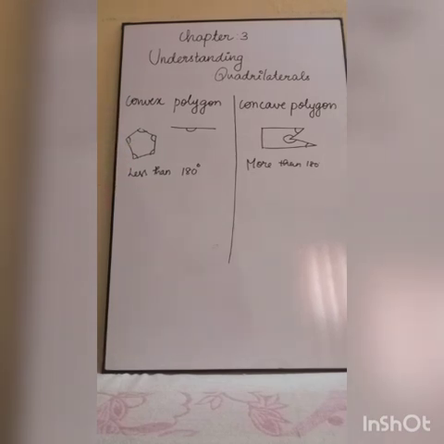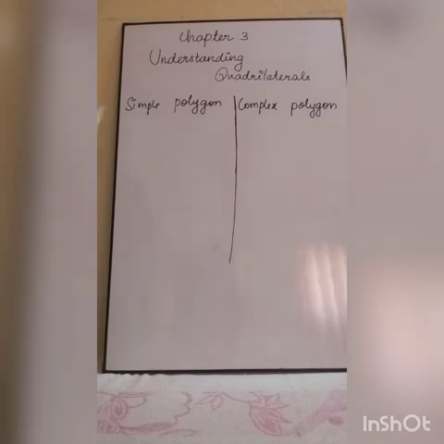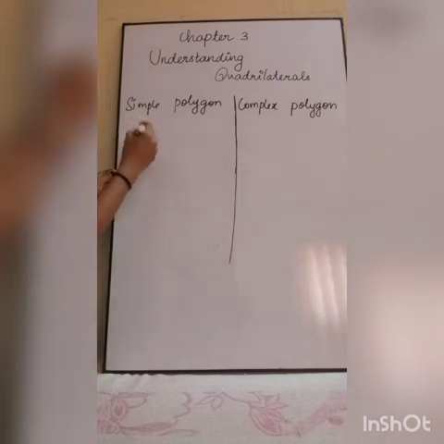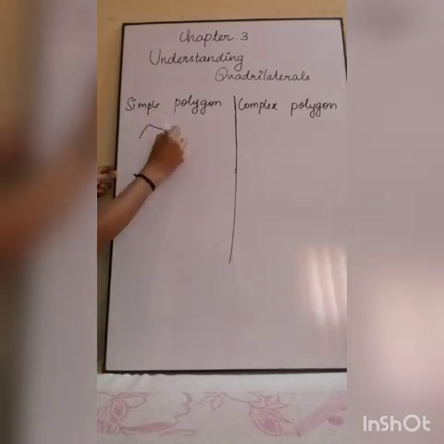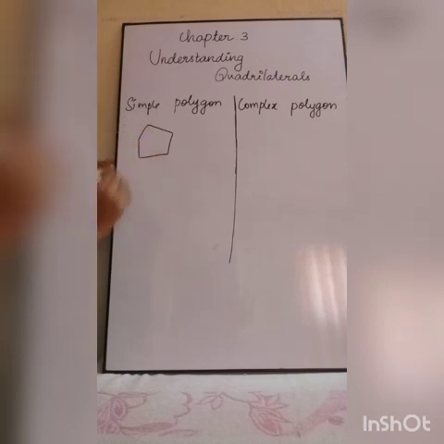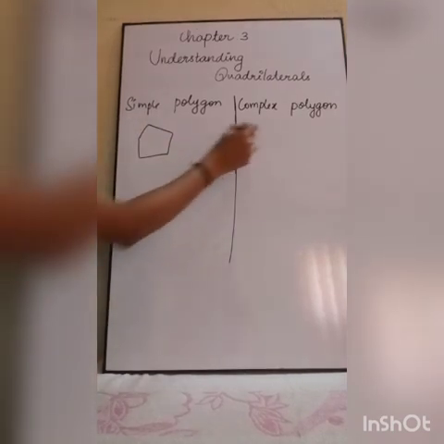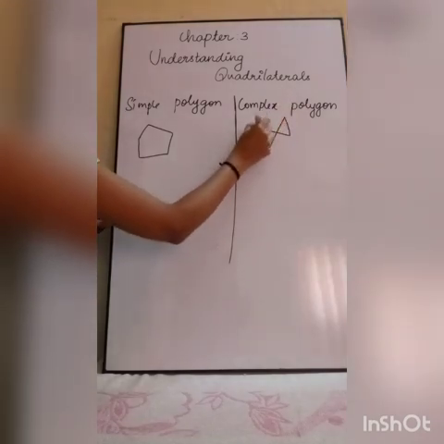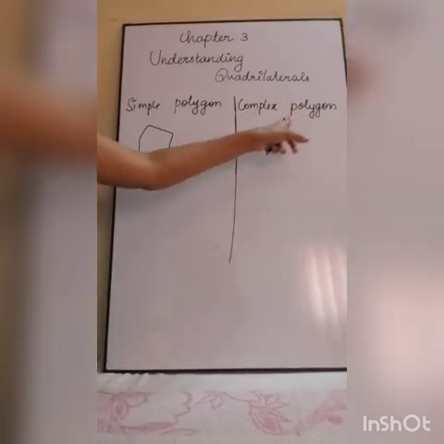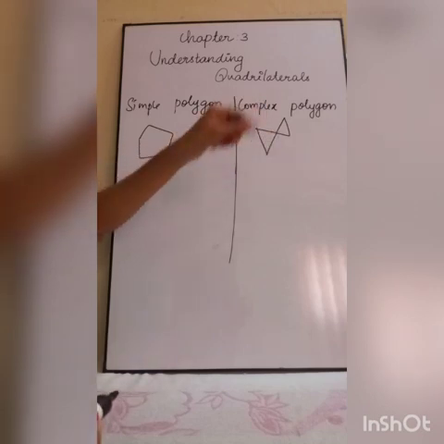Okay children? Next definition is simple polygon and complex polygon. Simple itself, the meaning is simple, which means there should not be any intersection in the polygon. So listen, this is a simple polygon because there is no intersection in this polygon. But here, this is actually made up of line segments, but it is complex.